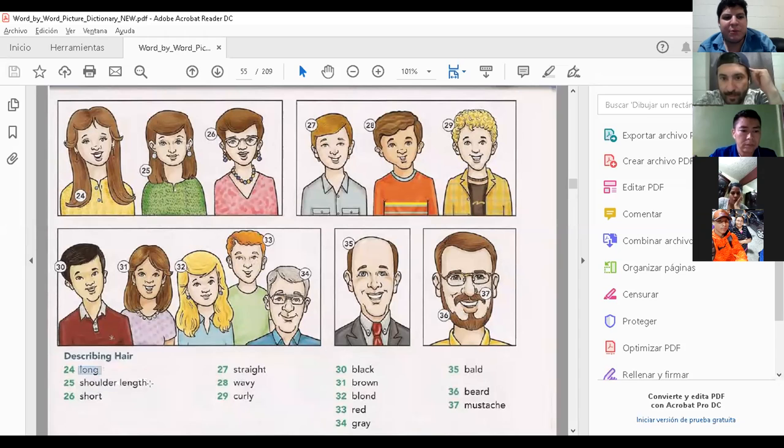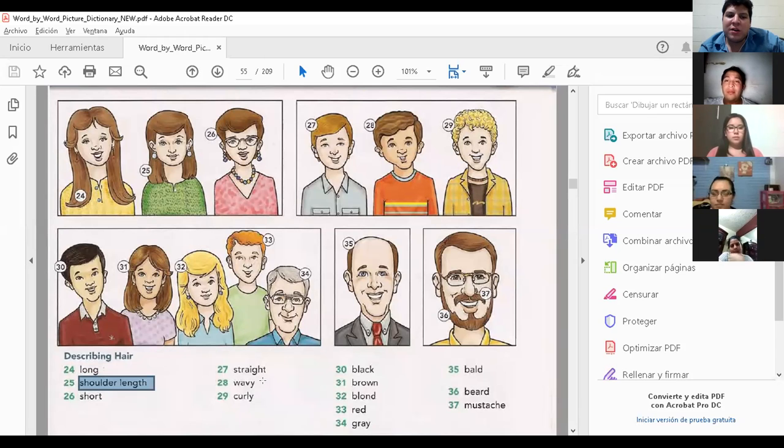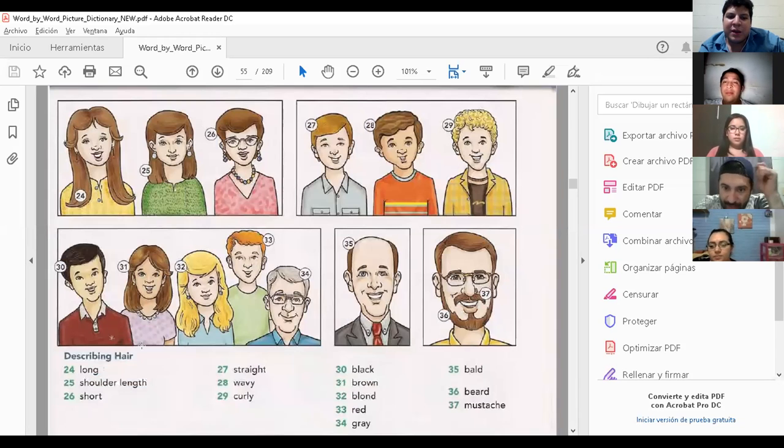Say with me: long, shoulder length, short, straight, wavy, curly. So, guys, do me a favor and download this book.